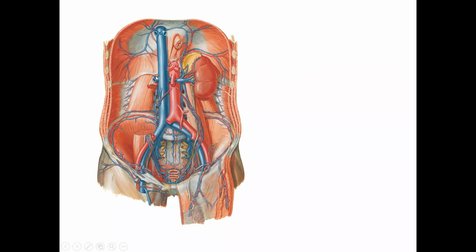Of the 4 lateral branches, the inferior phrenic, the middle suprarenal, and the renal, all 3 of the right side lateral branches pass behind the IVC, whereas the gonadal, which is also a lateral branch, passes in front of the IVC. The reason for this is not the asymmetry of the lateral branches of the aorta, it is the asymmetry of the development of the inferior vena cava. So what is the development of the inferior vena cava?